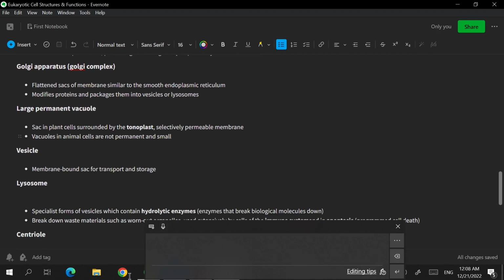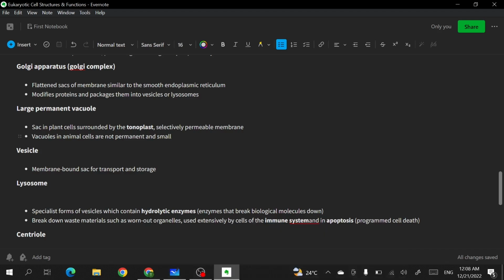Golgi apparatus or Golgi complex. There are flattened sacs or membranes similar to the smooth endoplasmic reticulum. It modifies proteins and packages them into vesicles or lysosomes. One example of modification is that the protein comes from the rough endoplasmic reticulum.